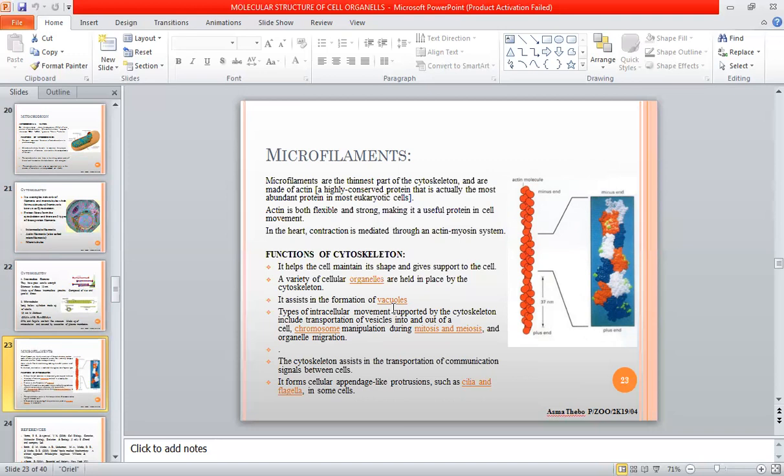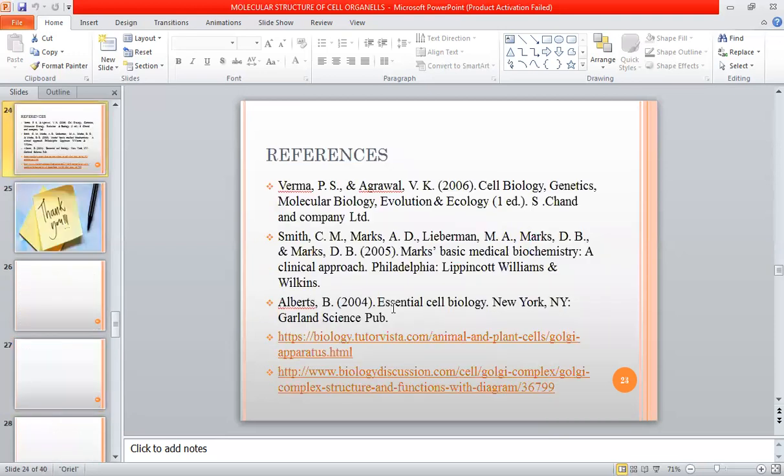These are the functions of the cytoskeleton. It helps the cell maintain its shape and gives support to the cell. A variety of cellular organelles are held in place by the cytoskeleton. It supports the types of intracellular movement. The cytoskeleton assists in transportation and communication.